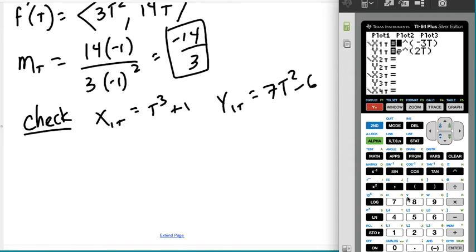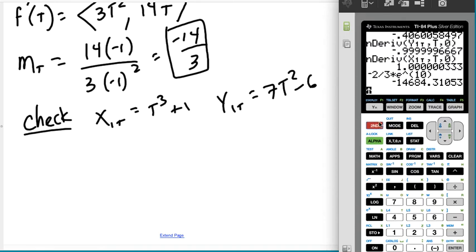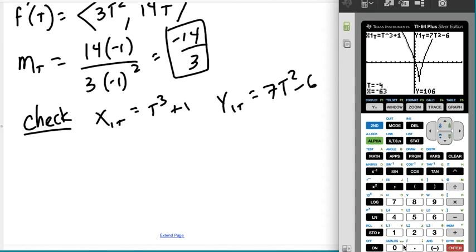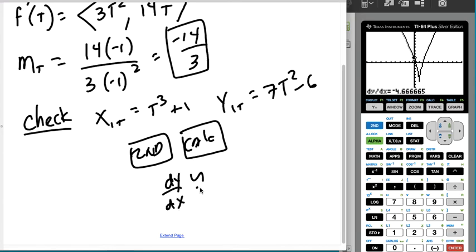So let's go ahead and go back and do that. So we're going to do t to the third plus 1, and we're going to do a 7t squared minus 6. I think that was right. Let's double check real quick. Yep, okay. And then I quit out of there, and I can go ahead and hit second trace, and that's how I get calc, and I want dy/dx, and I want it at the moment when we plug in, I believe, negative 1. So we hit enter, and I got that it was approximately 4.666, blah, blah, blah, right?